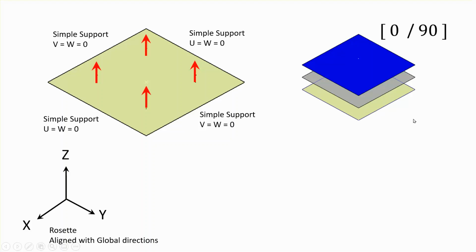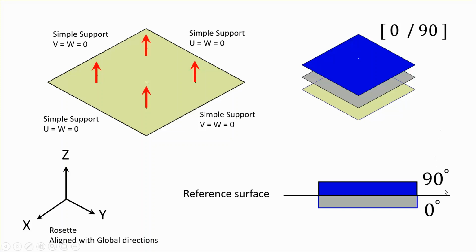Now, the other thing is that I'm going to do this problem with two plies only, and the plies are 0 and 90 degrees as shown here, and they're symmetrically placed about the reference surface. Therefore, this is not a symmetric stacking sequence. However, the reference plane is exactly halfway between the top and the bottom.